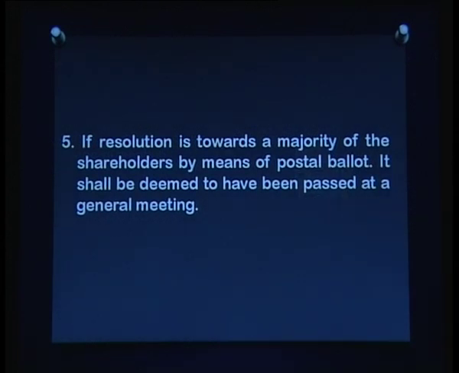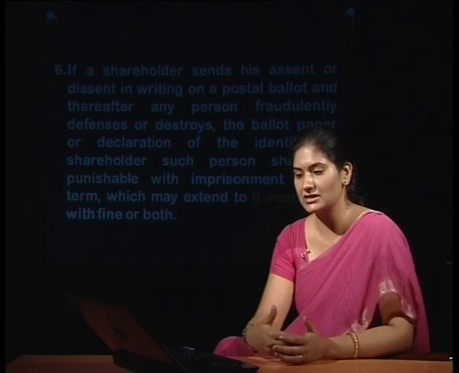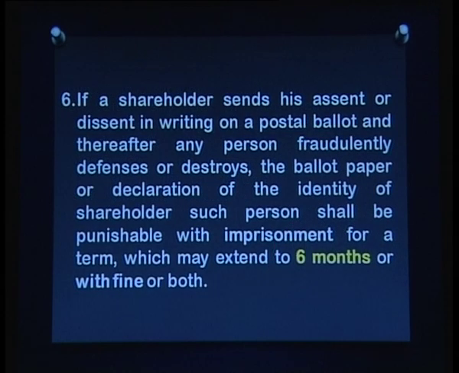If the resolution is carried by a majority of the shareholders by means of postal ballot, it shall be deemed to have been passed at the general meeting. If a shareholder sends his assent or dissent in writing on a postal ballot and thereafter any person fraudulently defaces or destroys the ballot paper or declaration of the identity of the shareholder, such person shall be punishable with imprisonment for a term which may extend to 6 months, or with fine, or both.